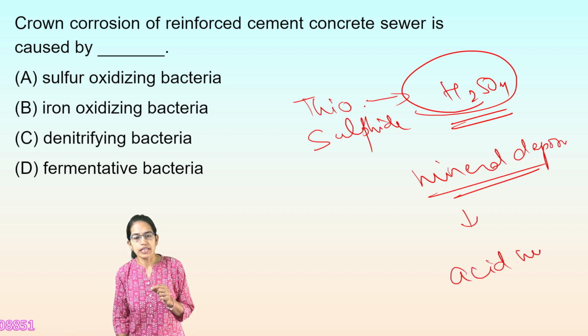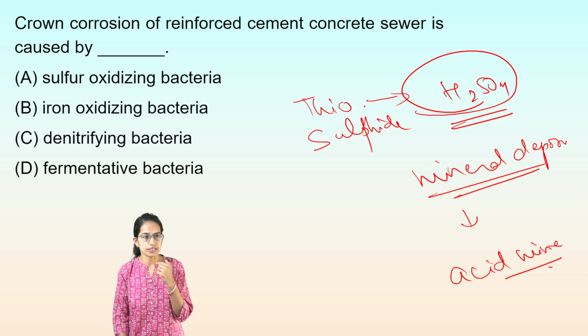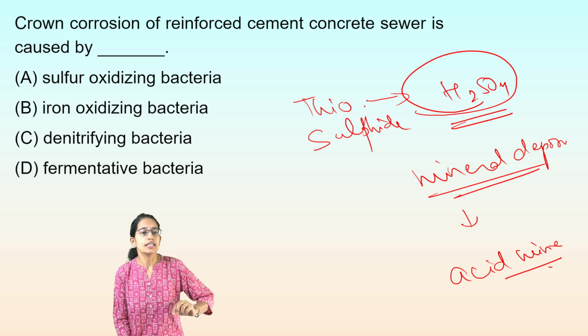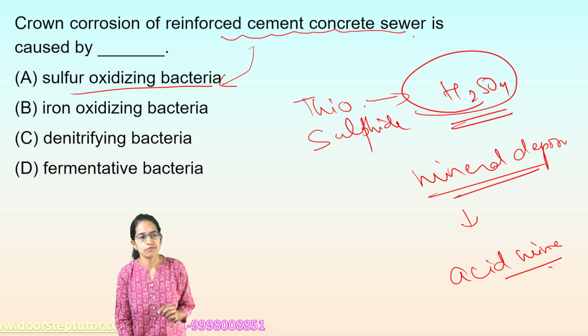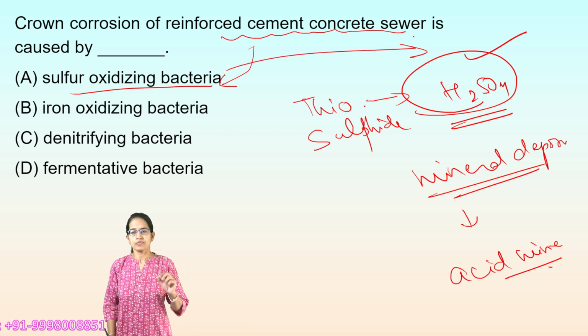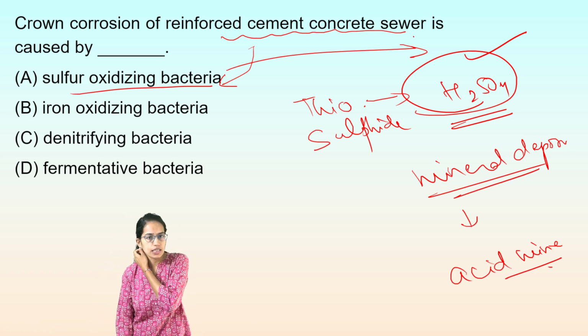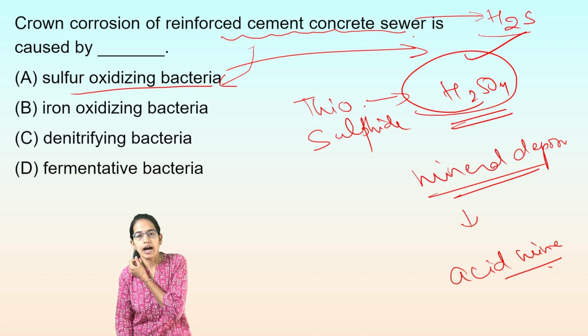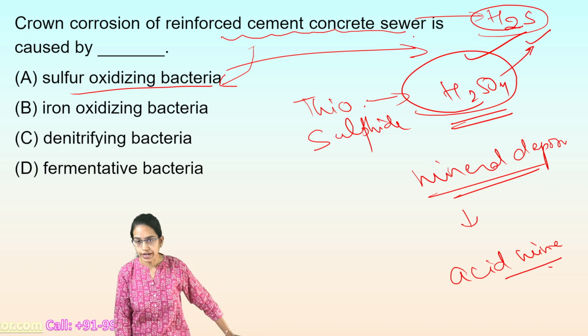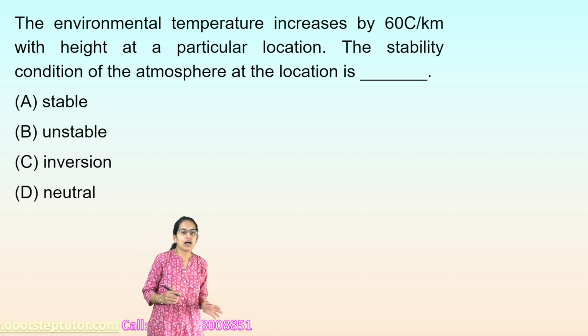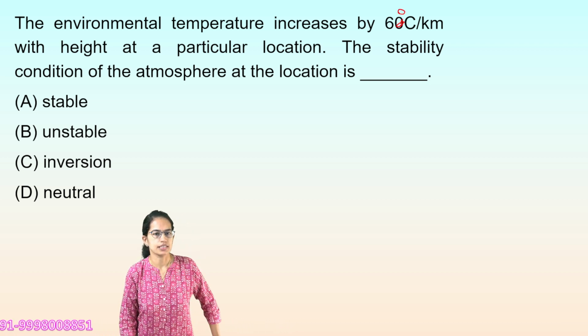mine drainage. Now, when they are responsible for the mineralization of the acid mine drainage, in that case we can say that the corrosion of the reinforced cement concrete sewer would take place, and therefore sulfur oxidizing bacteria, which would ultimately lead to formation of sulfuric acid, would be responsible for it, because this corrosion is caused by hydrogen sulfide, which is produced as the action of sulfuric acid formation, and this sulfuric acid would ultimately lead to the formation of hydrogen sulfide.